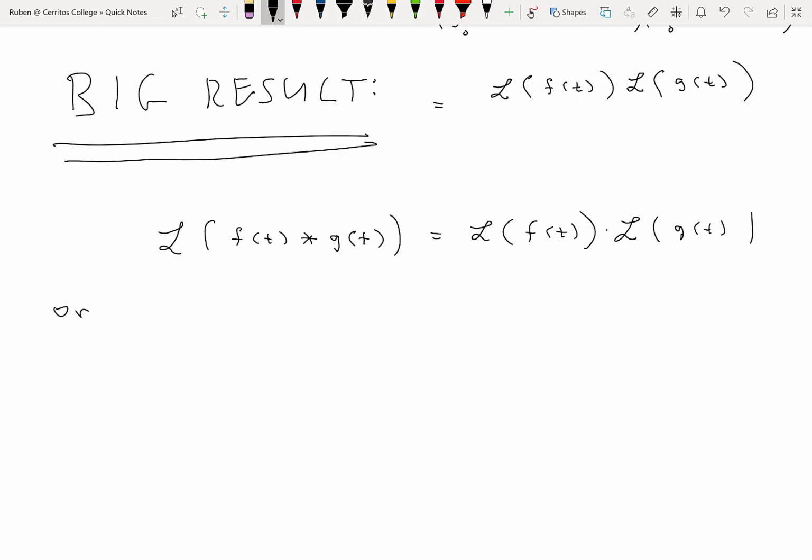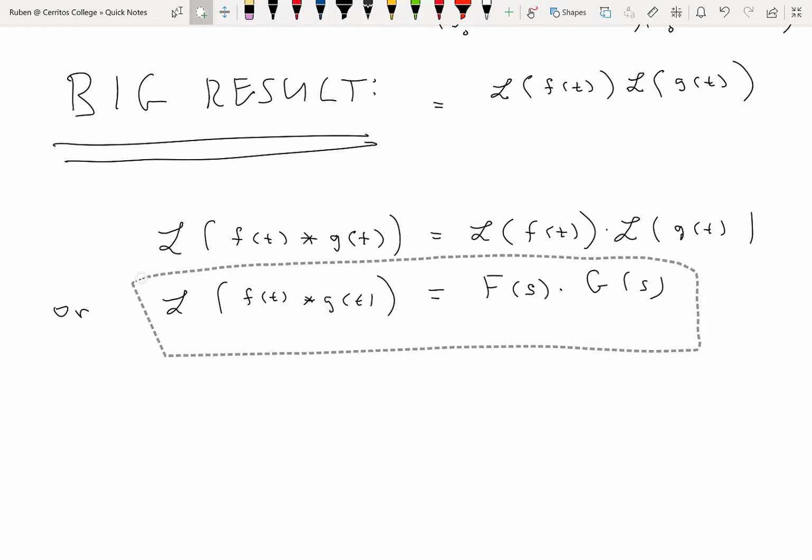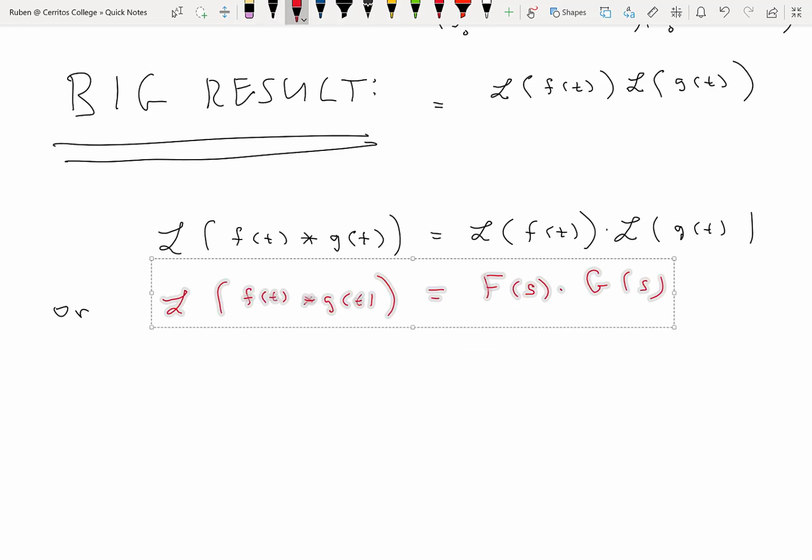Another way to view this would be that the Laplace transform of f of t star g of t is the Laplace transform of the first function times the Laplace transform of the second function, using f of s and g of s. This is extremely important. This formula holds together this whole section, and for the rest of the section, I'm going to illustrate just how this formula makes a lot of stuff possible.